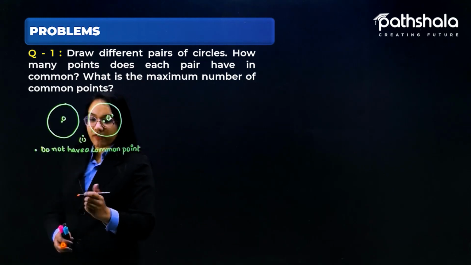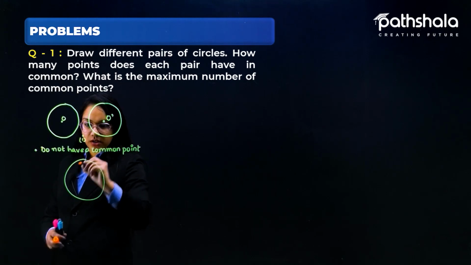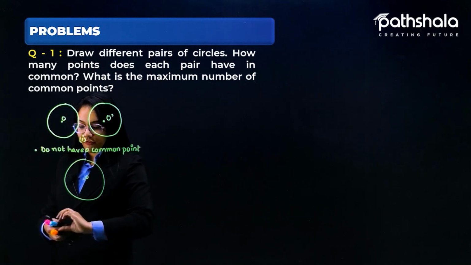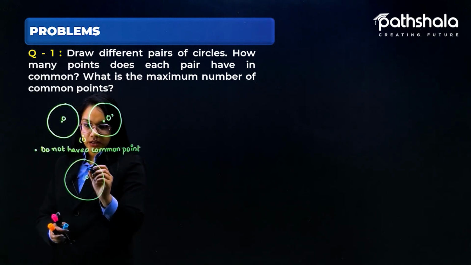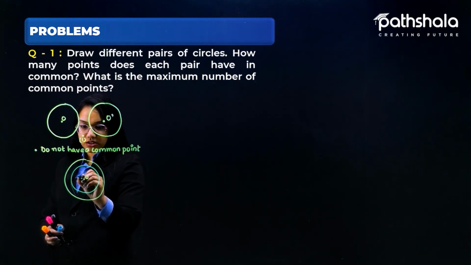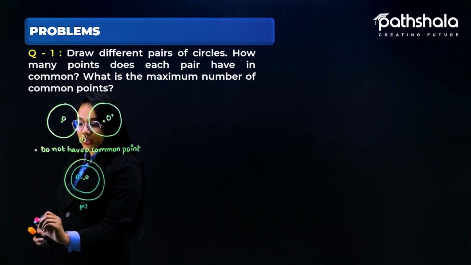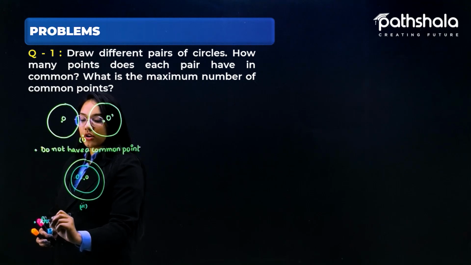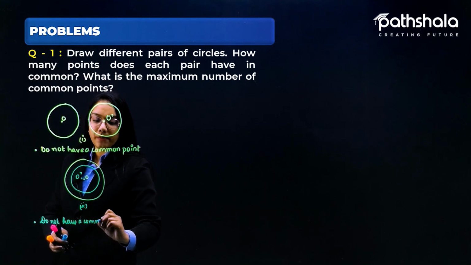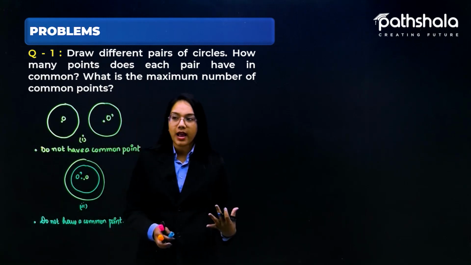Let us suppose I again form a circle. This is the very first circle that I can form, having the center as O, and let us suppose I form another circle over here such that its center is O dash. Again you can see that for this type of circles, they do not have a common point at all.